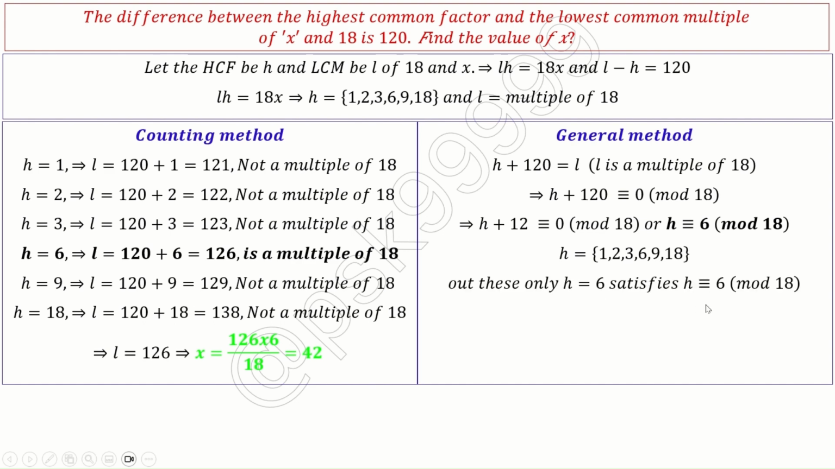No other value will satisfy. So out of these only H equal to 6 will satisfy. So H is congruent to 6 mod 18. So H is 6, which means L is 126, which means X is equal to 42. So this is the general method. 18 doesn't satisfy, 18 is congruent to 0. 6 you will not get. So I don't think 18 is another solution. 18 is not. Okay, next.